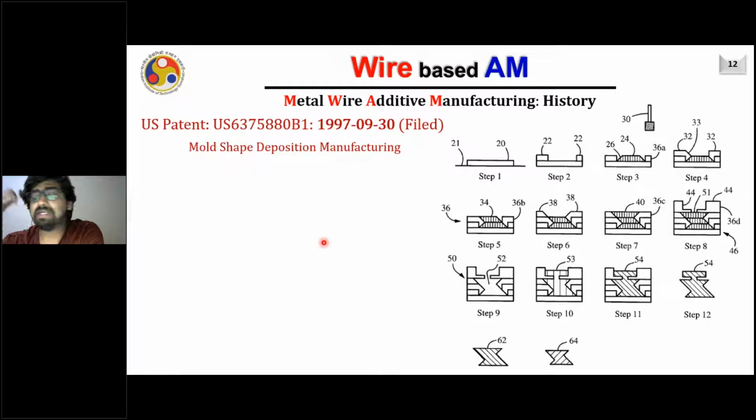Then after that, in 1997, a hybrid process came into the picture, which was filed as a patent, and you can find it as mold shape deposition manufacturing. So SDM, shape deposition manufacturing, is the popular name for the process, in which not only additive but also subtractive manufacturing processes, along with, as you can see here, the number 30 end milling cutting tool, are simultaneously used in such a way that you can build the objects. It was popularly known as the hybrid process at that time. So the hybrid process, according to me, was invented completely in 1997.